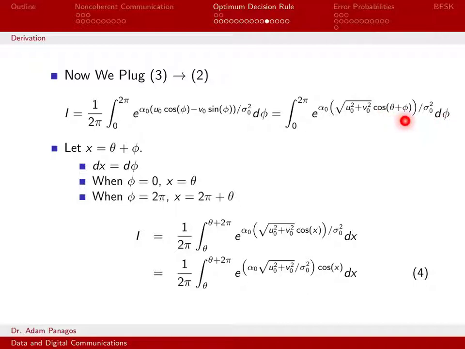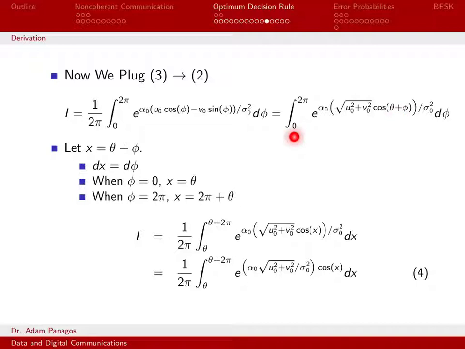So let's swap out theta plus phi with the variable x. So if x is theta plus phi, when I differentiate both sides, I get dx is equal to d phi, so I can substitute that out. So that takes care of the differential. That takes care of replacing this with x.